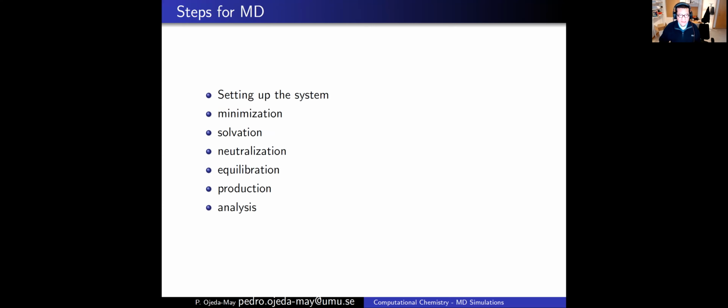So basically, in an MD simulation, I follow these steps. First, set up the system, then a minimization to avoid atom clashing. After that, solvation, neutralization, equilibration, production, and analysis. And of course, this step, minimization, can be combined with all these steps, if necessary.